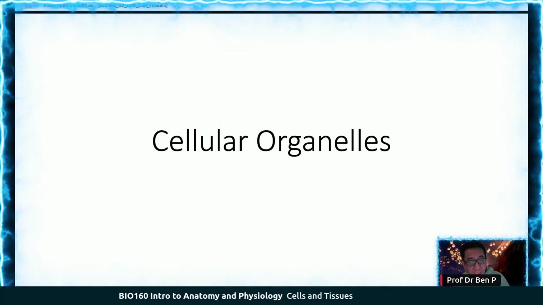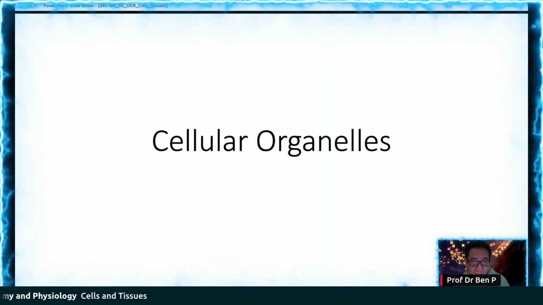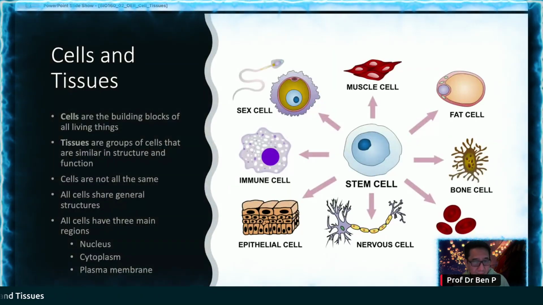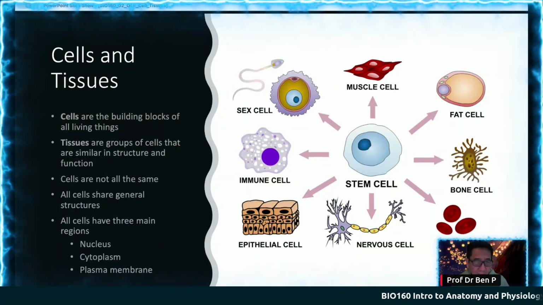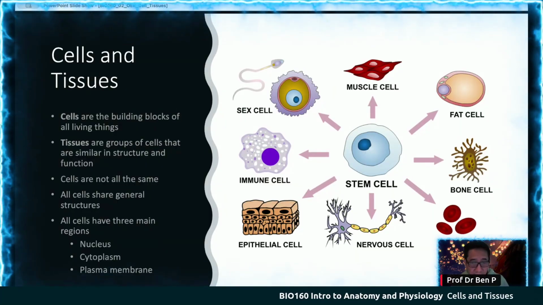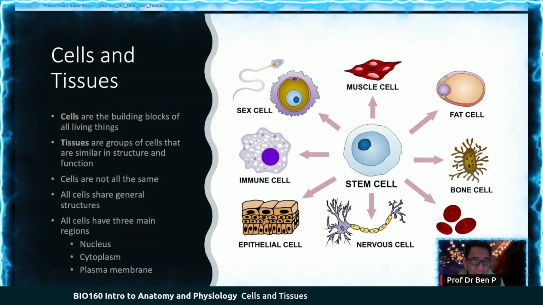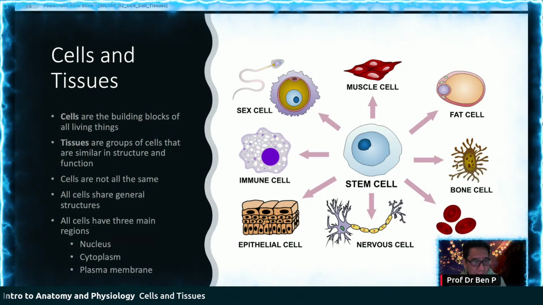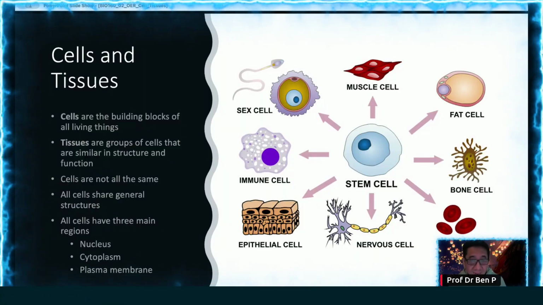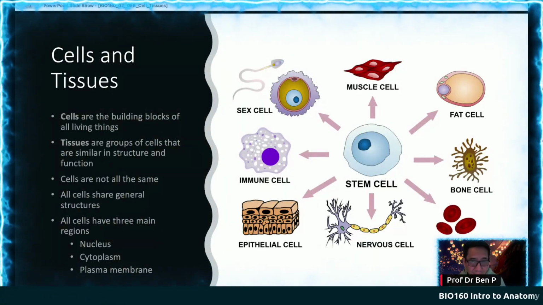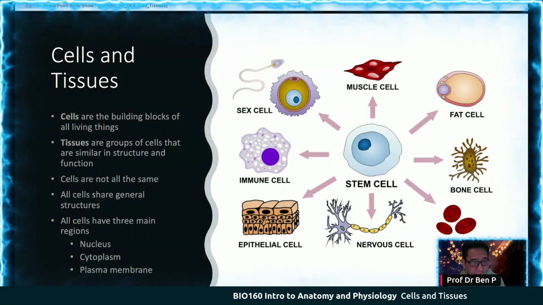So let's talk about the organelles. Organelles are like the organs of the cells. In order for the cell to work, your cell has to have these other departments actually doing different kinds of functions. Your cells are basically the building blocks of life. Every living thing on this planet comes from cells. So these are the basic stuff.